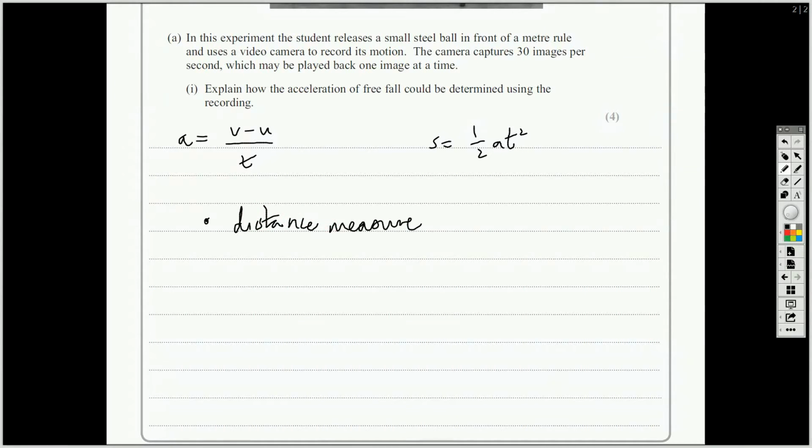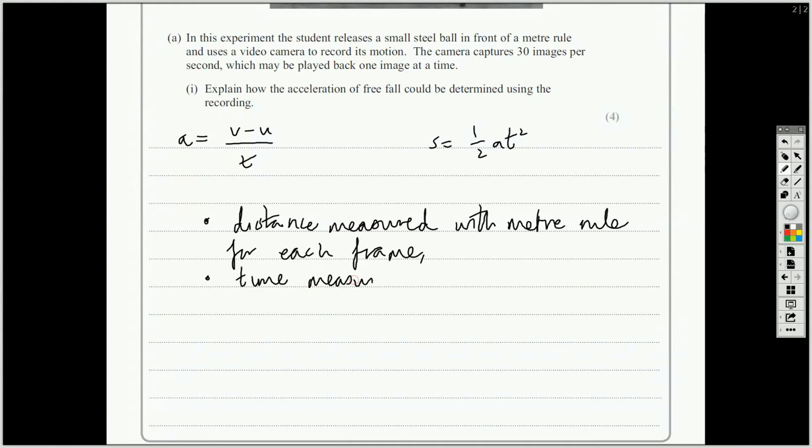and state what you're measuring it with whenever you get these questions as well. For each frame. And this is the marked with a time base basically, which is the time between frames. So time is measured as time between frames, which is a 30th of a second, isn't it? And you can put that detail in, although you don't really need it.